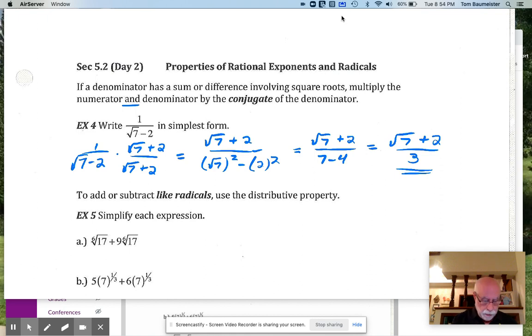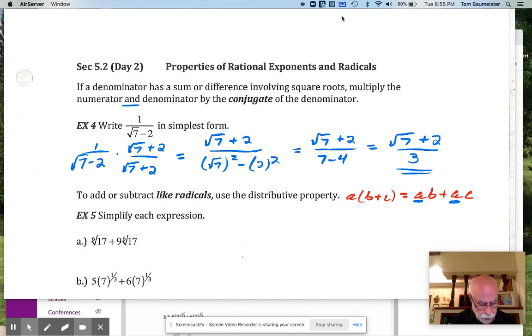Okay. To add or subtract like radicals, use the distributive property. So remember, the distributive property is A times (B plus C) is equal to A times B plus A times C. Now remember, it goes both ways. So if we have something in common here, we can pull it out. We can pull it out on the left-hand side or the right-hand side and then simplify.